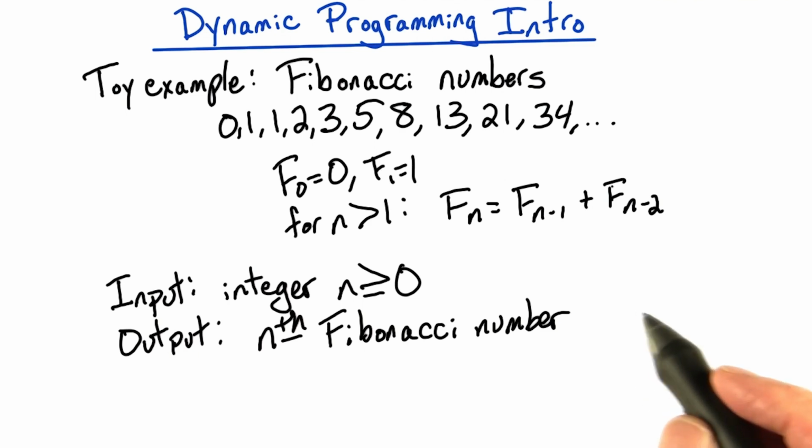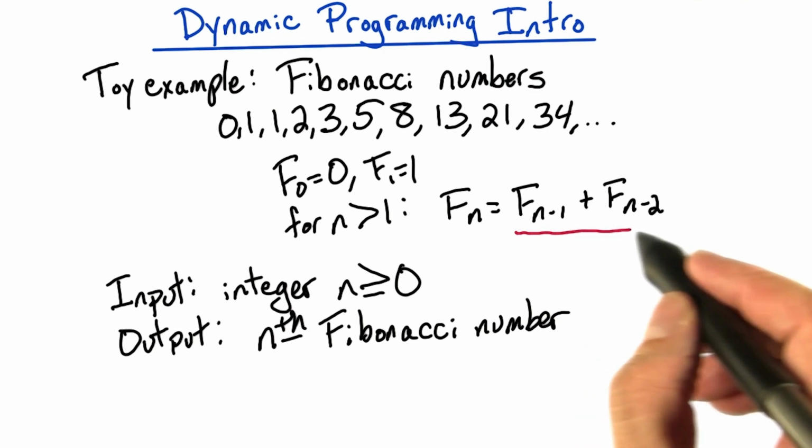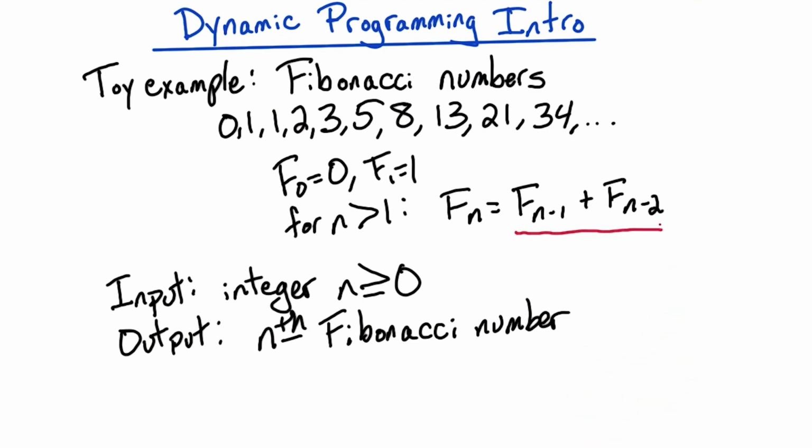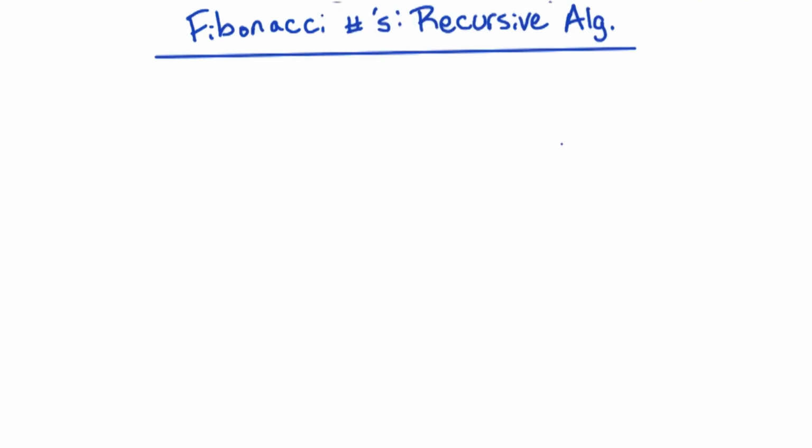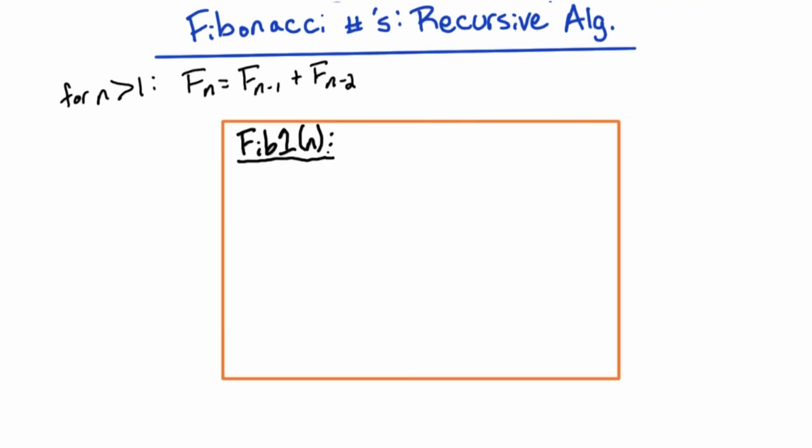Now the Fibonacci numbers are defined by this simple recursive formula. Therefore, we might think a recursive algorithm is the natural algorithm for this problem. Let's look at that natural recursive algorithm, and then we'll analyze it. Recall from the previous slide, the recursive formula for the nth Fibonacci number is the sum of the previous two Fibonacci numbers. Let's detail the recursive algorithm for computing the nth Fibonacci number.